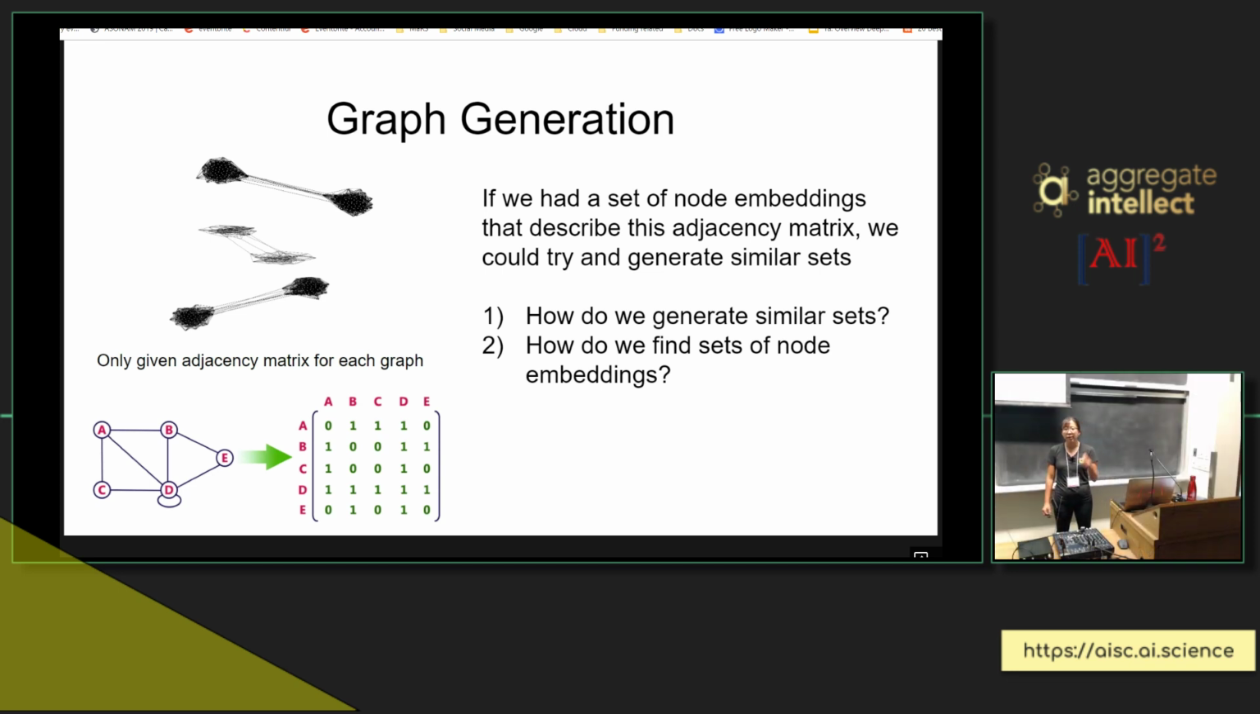So if you had a set of such node embeddings, you could try and generate similar sets that look like your original training data. So in my talk, I'm going to answer two questions, which is how do we generate similar sets of node embeddings given some training data sets? And how do we actually, given just a bunch of adjacency matrices, find good node embeddings that can completely capture the structure of the graph just through the embeddings?